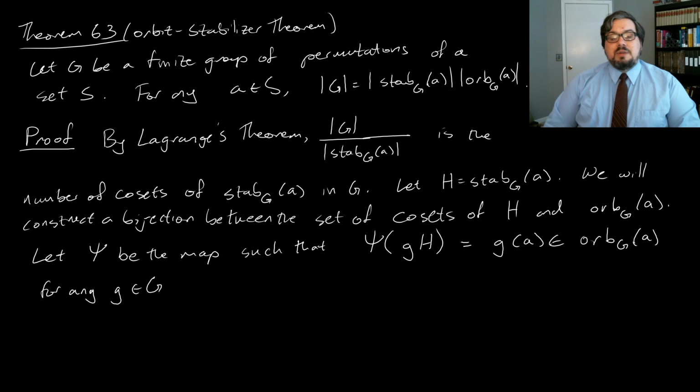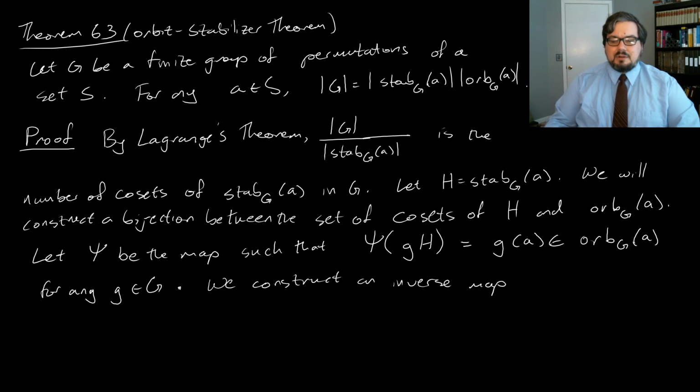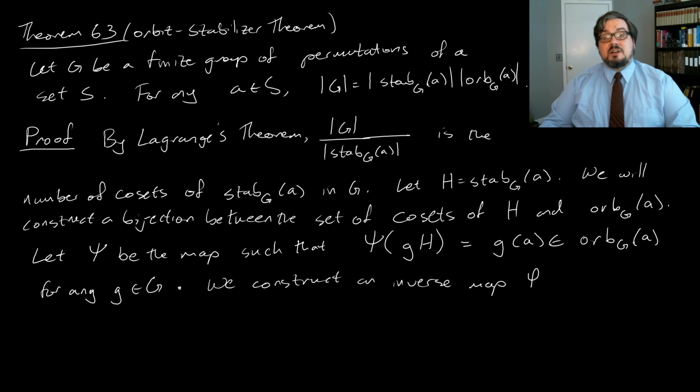So now we need to show that this map psi is injective and surjective, i.e. bijective. We're going to do that by constructing an inverse map. So we construct an inverse map phi. We're going to construct it and then prove that it actually is an inverse.